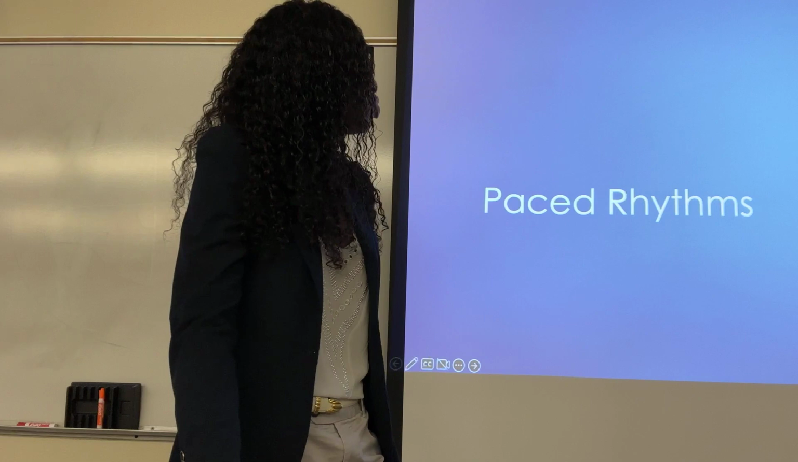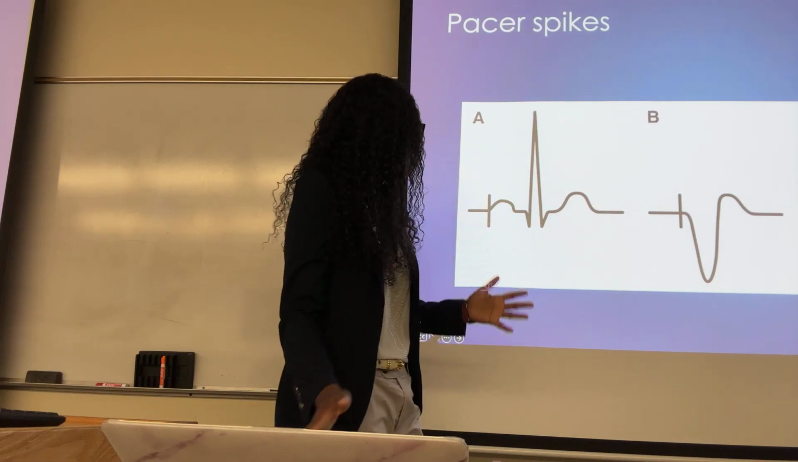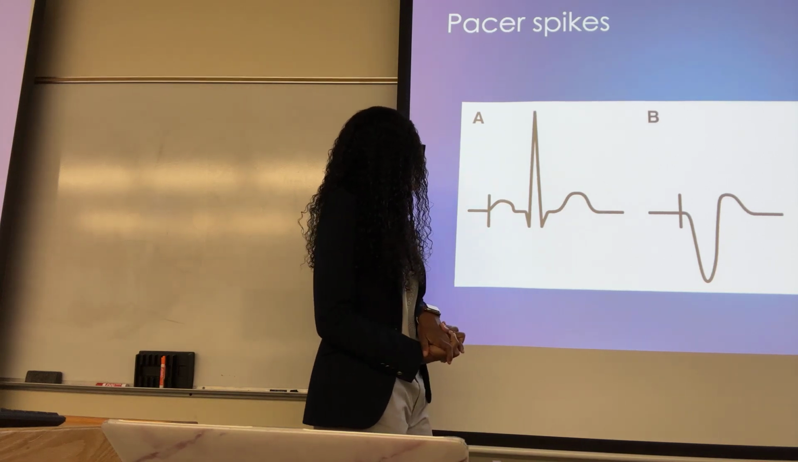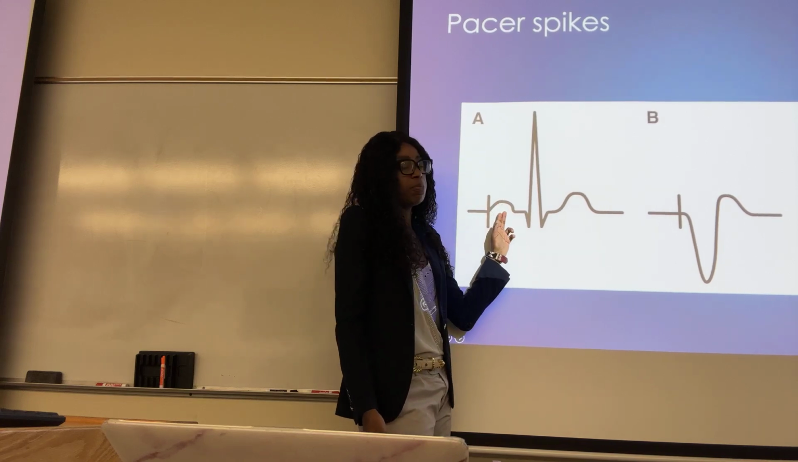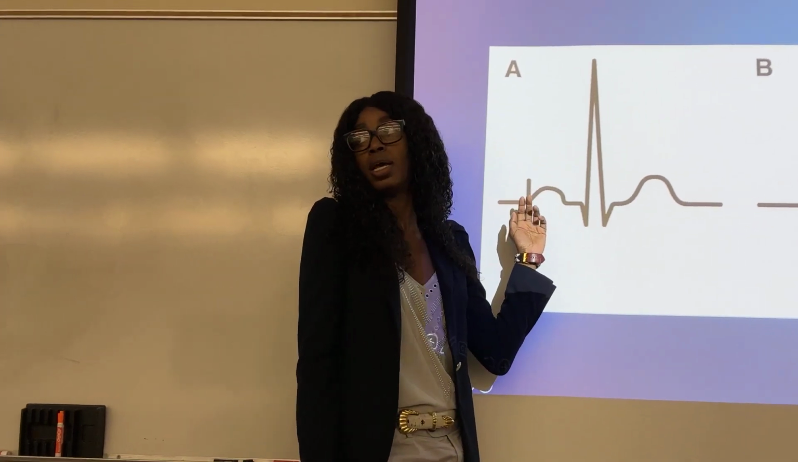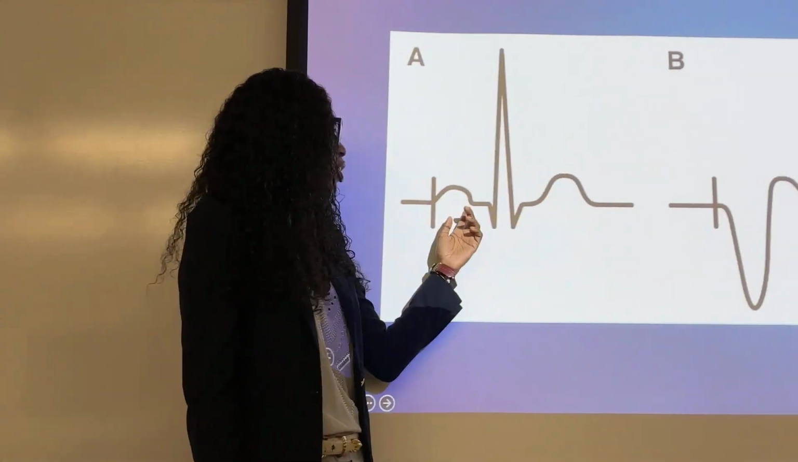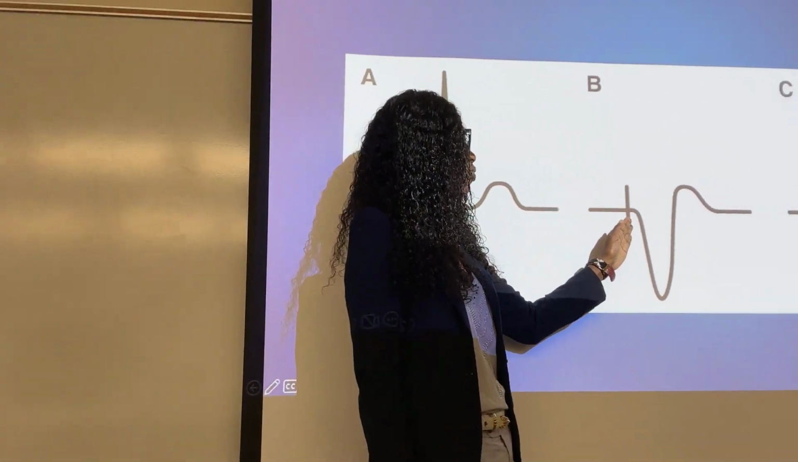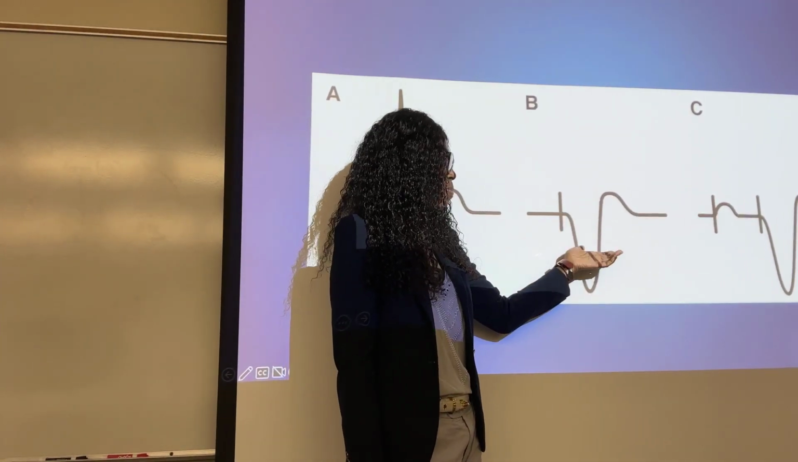Okay, let's talk about pace rhythms. Here are pace rhythms. I had mentioned this in the previous class to give you a little preview. We talked about if the line is in front of the P, this is called an A pace, atrial. It's pacing the atrium. And if the line, which is called the spike, is before the ventricle, it is called V pace.